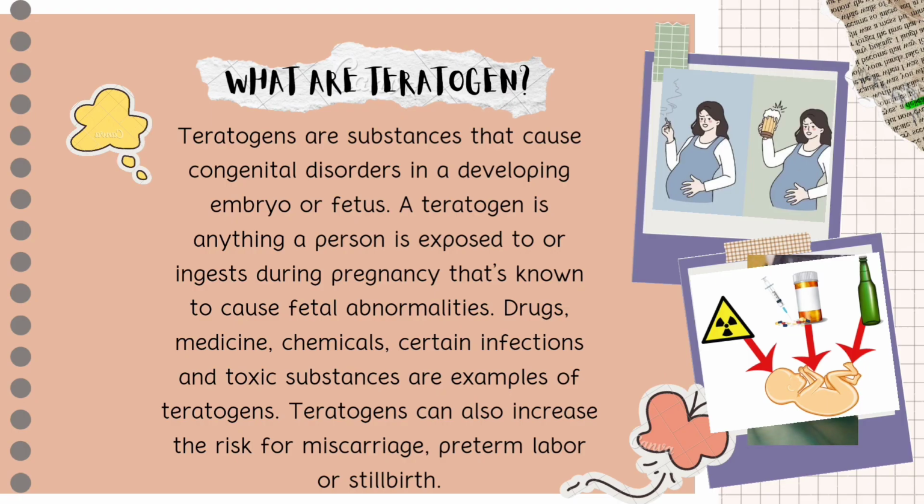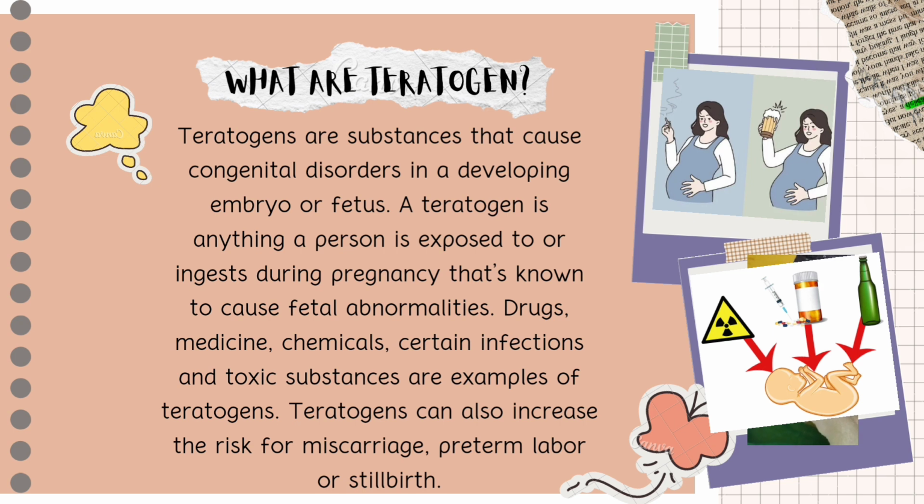So what are teratogens? Teratogens are substances that cause congenital disorders in a developing embryo or fetus. A teratogen is anything a person is exposed to or ingests during pregnancy that's known to cause fetal abnormalities. Drugs, medicines, chemicals, or certain infections and toxic substances are examples of teratogens.